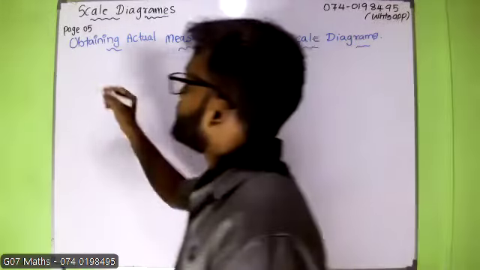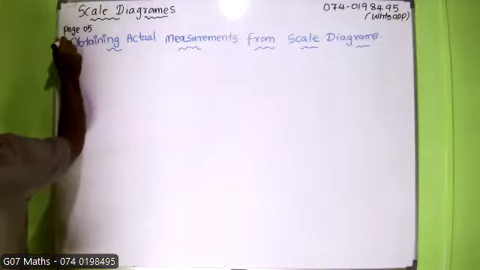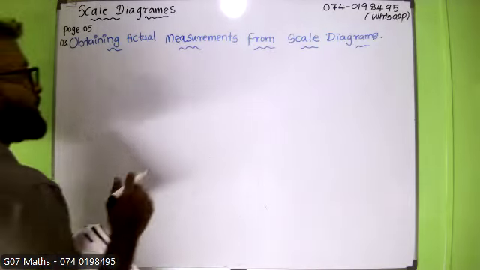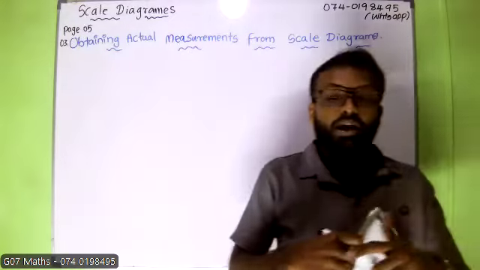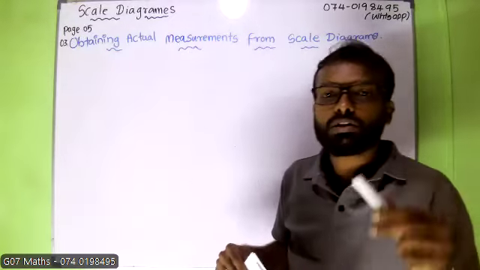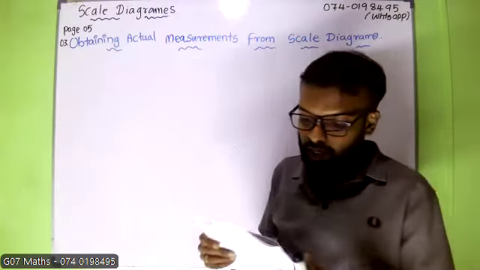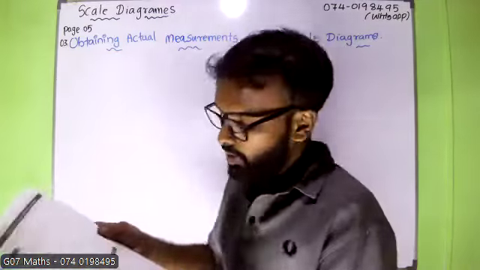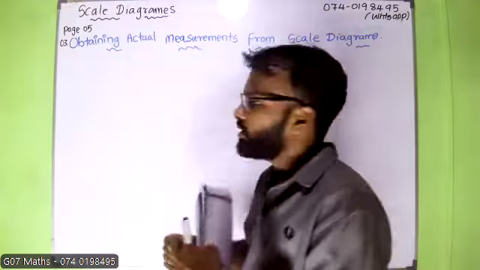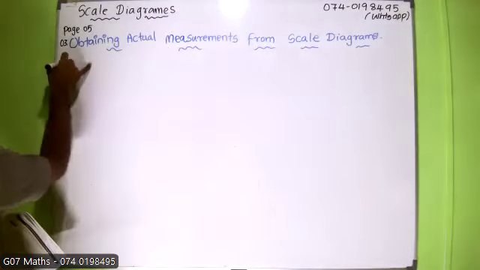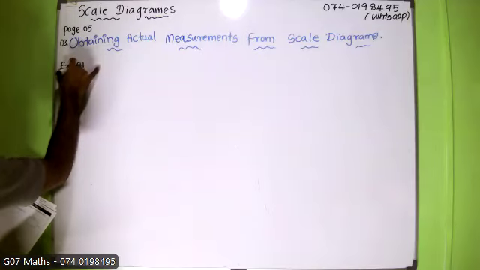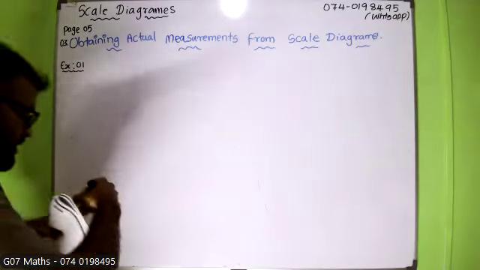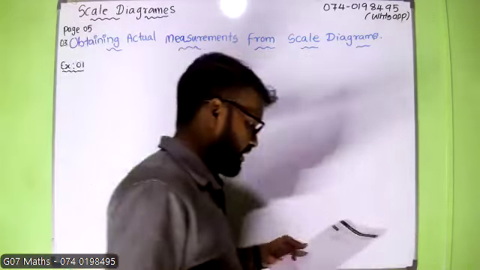So this is the third subtitle in the lesson: obtaining actual measurements from scale diagrams. So we are going to do example number 1 of page number 5. Now look at the board and don't do anything. I will give you the time to write.